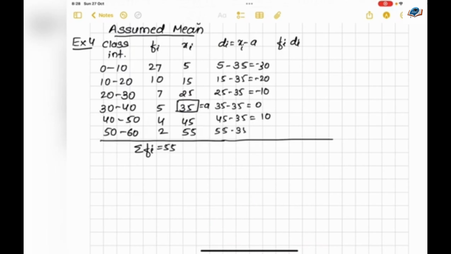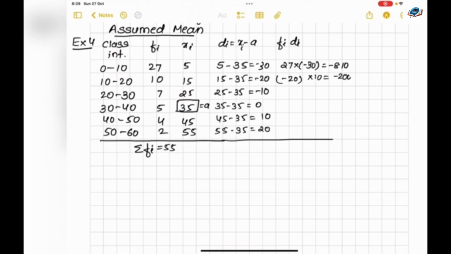Now the last column is fidi. So now I have to multiply di with fi. Here I will multiply 27 into minus 30, so that I am getting as minus 810. Same way, minus 20 into 10, so I will get minus 200.